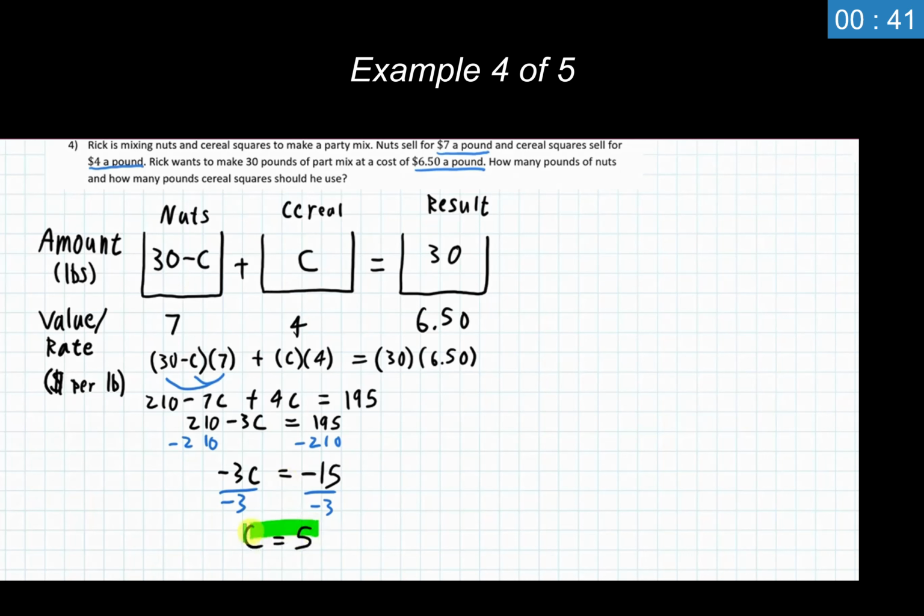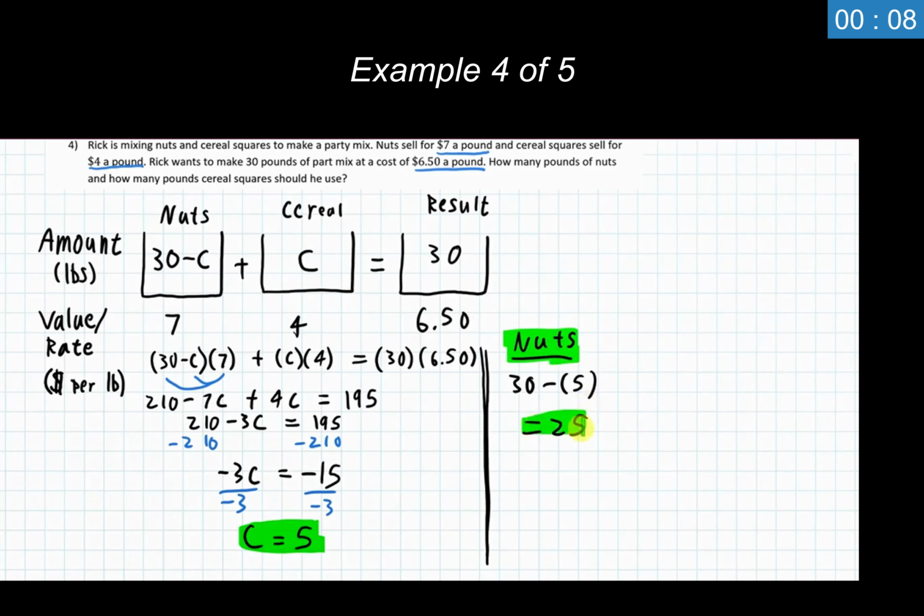Okay, and we're getting that we are going to have 5 pounds of cereal showing up here. So let's go ahead and take a look at finding the amount of nuts that we're going to have. We already have the amount of cereal. We know the nuts is going to be 30 minus however many pounds of cereal that we have. So we can write this in for ourselves. Nuts is going to be 30 minus 5. That's going to give us 25. So I know I'm going to have 25 pounds of nuts, and I'm going to have 5 pounds of cereal.